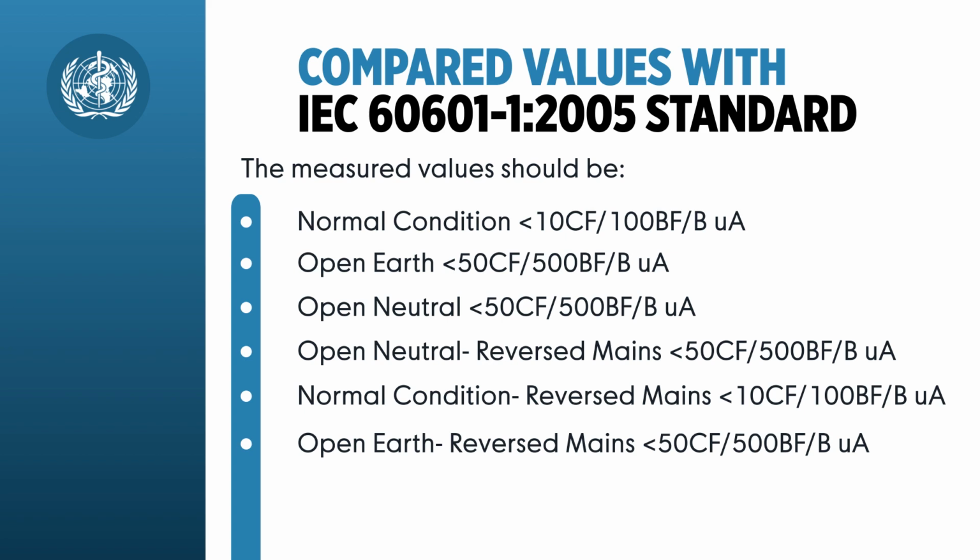Open neutral, reversed mains, less than 50 CF, less than 500 BF or B microamps. Normal condition, reversed mains, less than 10 CF, less than 100 BF or B microamps. Open earth, reversed mains, less than 50 CF, less than 500 BF or B microamps.